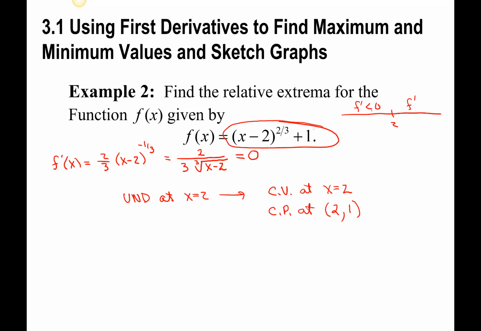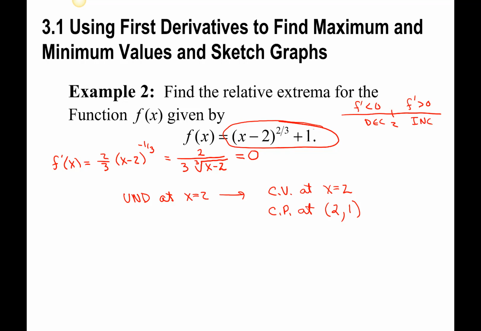To the right of 2, what's the number there? Well, something like 4. Okay. So we'll do 4 minus 2, which is now a positive 2. When you take the cube root of a positive 2, you get back a positive number. I don't know what it is, but it's positive. That positive number times 3 is going to be positive. 2 over a positive is going to be positive. So we go from decreasing to increasing.